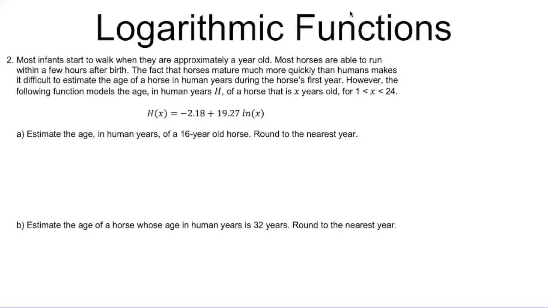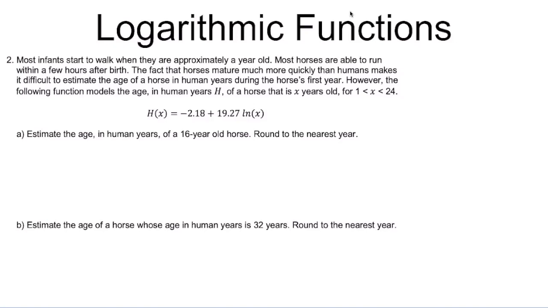For the next example, we are given that most infants start to walk when they are approximately a year old. Most horses are able to run within a few hours after birth. The fact that horses mature much more quickly than humans makes it difficult to estimate the age of a horse in human years during the horse's first year. However, the following function models the age in human years of a horse that is X years old. So X represents the horse's age, H represents the human's age.